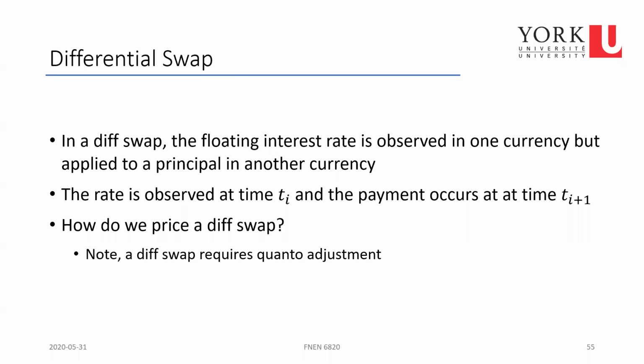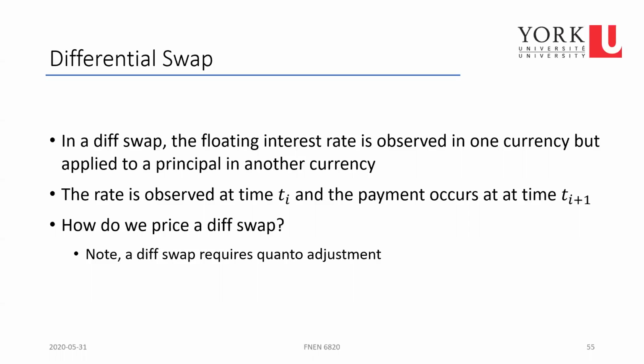Now, a differential swap is basically one where your observed rate is in one currency, but the payment of that rate multiplied by notional is actually paid in a different currency. For example, you may use a US interest rate, say a US floating rate, and you observe that rate, but the actual notional is in Canadian dollar, and your payment is in Canadian dollar. So in this case, you would have a quantum adjustment.